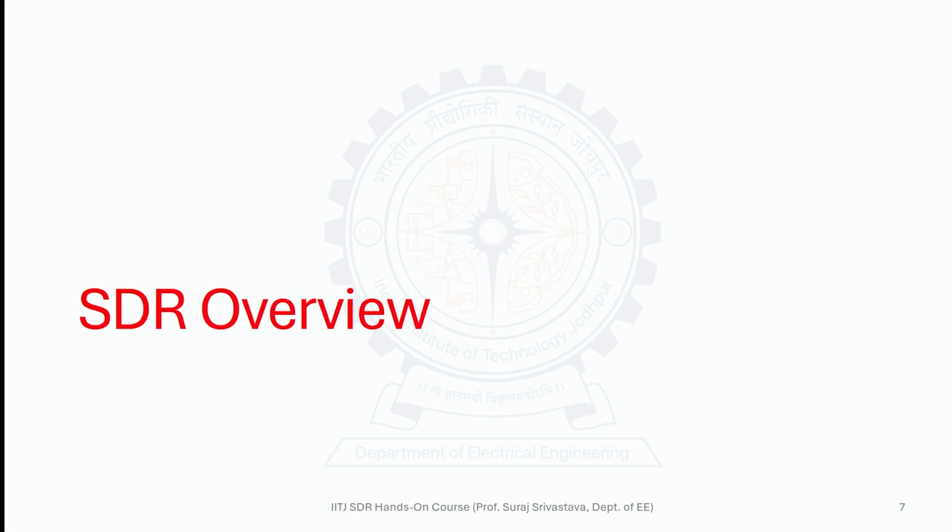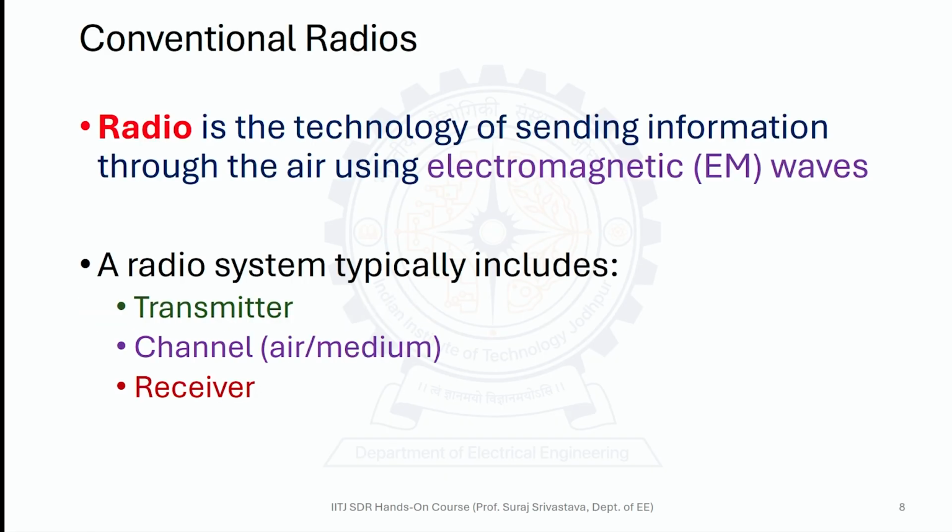What is an SDR? SDR stands for software defined radio, and let us first look at what a radio is. Radio is the technology of sending information through air using electromagnetic waves. A typical radio system has 3 components. One is the transmitter, which is used for transmitting the information. Then we have the channel, which in most cases is wireless propagation. So, it's air, or any other medium can also work as a channel. And then we have a receiver, which is used to capture the information and then recover it.